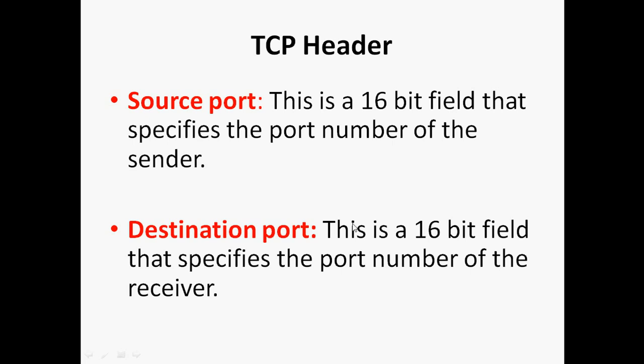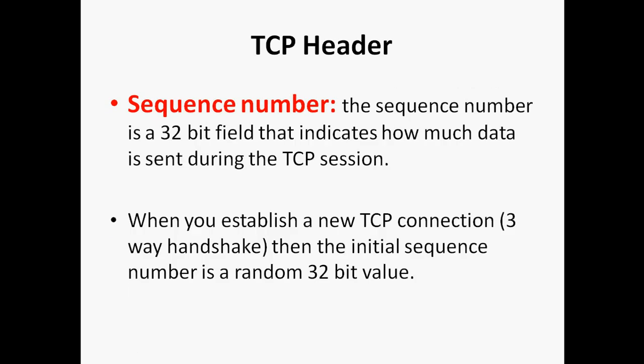Next one, destination port. The destination port is also a 16-bit field, specifying the port number of the receiver. For example, the destination port indicates what kind of application we are requesting. Telnet means port number 23. HTTP is port number 80. HTTPS is port number 443. POP3 is port number 110. Likewise.